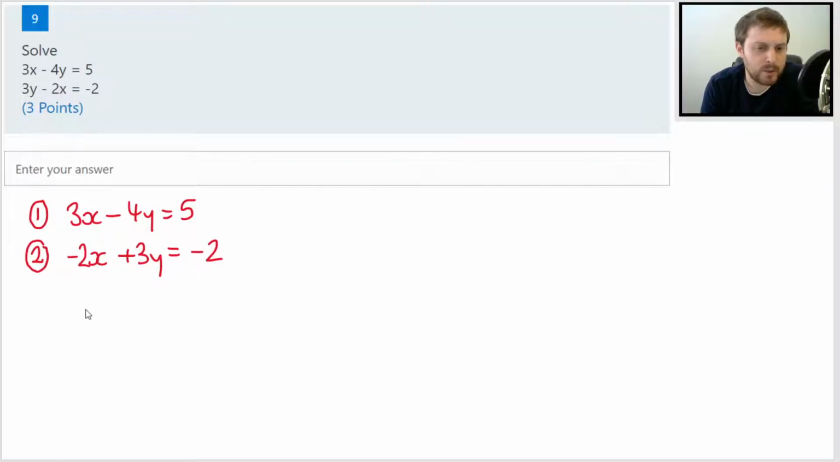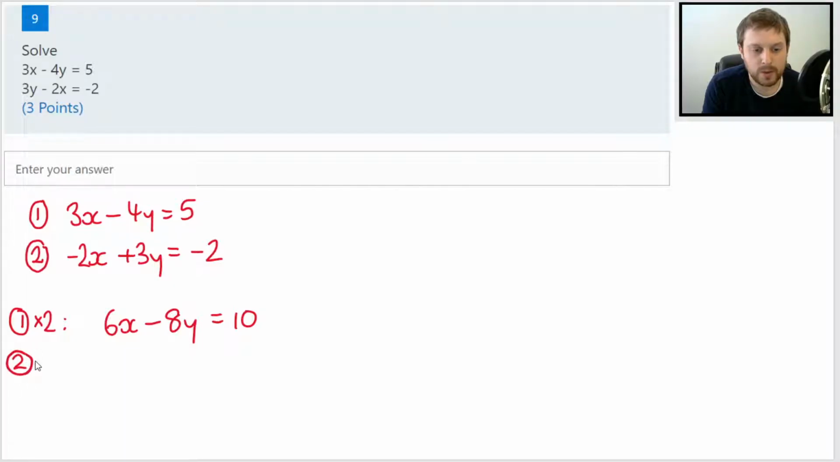So what I'm going to do is eliminate the y's. I'm going to times the first one by 2. So equation 1 times 2 gives me 6x minus 8y is 10. And I'm going to times the second one by 3. So equation 2 times 3 is minus 6x plus 9y is minus 6.